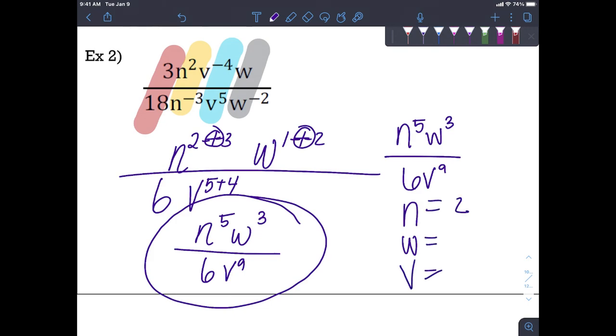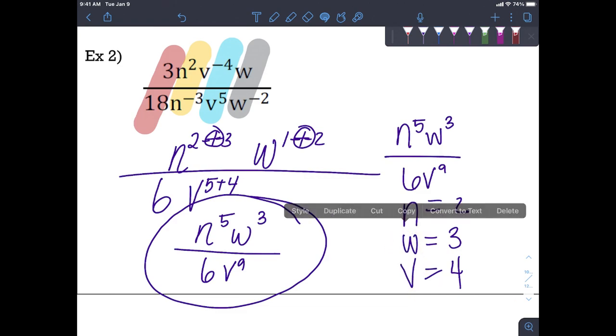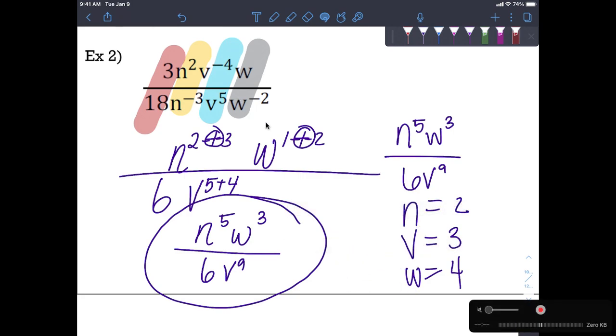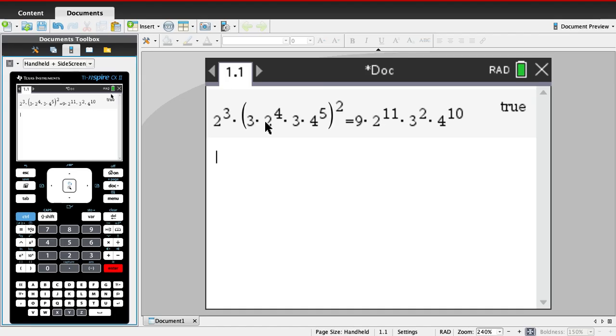We're going to be replacing our n's with the 2, our w's with the 3, and my v's with a 4. Well, let me go ahead and switch those guys. All right, so let's go ahead and head over to my calculator. So, first thing I'm going to do is construct that fraction.